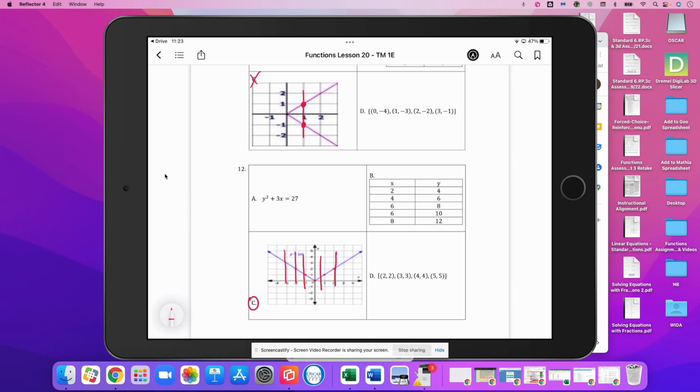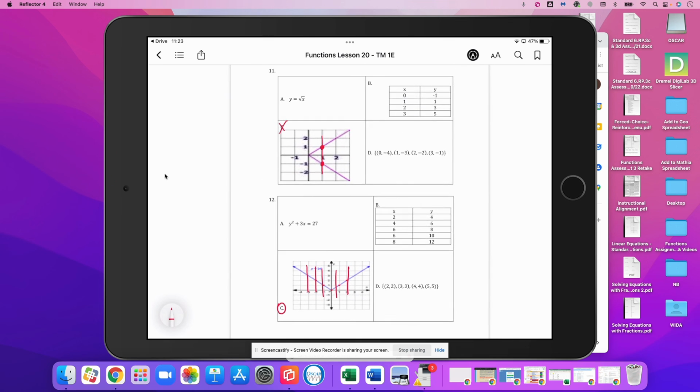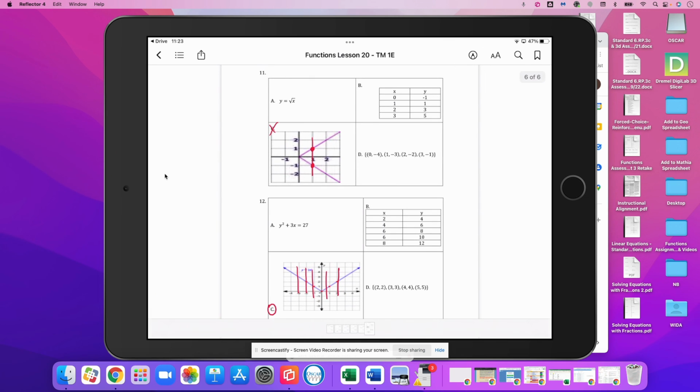So we tackled the graphs first on this one because they're the easiest ones. We'll come back and we'll talk about the equations next. And then I'll be back with the tables, and then probably last those what we call sets of numbers there.